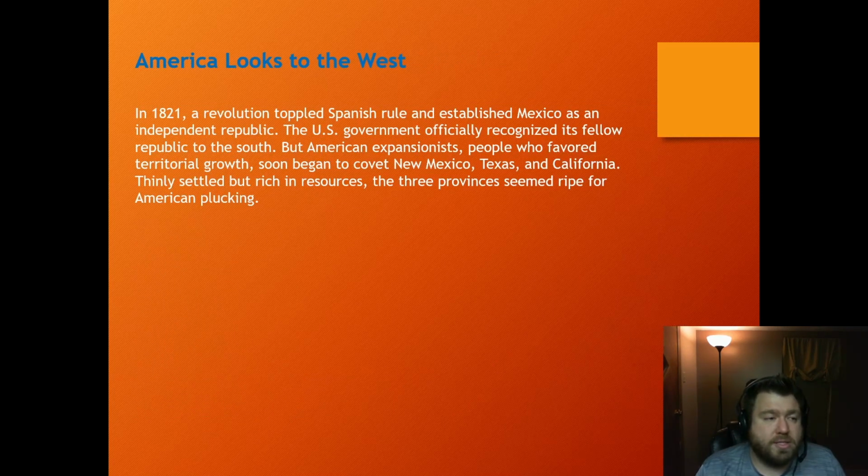America looks to the west. In 1821, a revolution toppled Spanish rule and established Mexico as an independent republic. The U.S. government officially recognized its fellow republic to the south, but American expansionists, people who favored territorial growth, soon began to covet New Mexico, Texas, and California. Thinly settled but rich in resources, the three provinces seemed ripe for American plucking. See, thinly settled, meaning there wasn't a whole lot of people there, and there was a whole lot of resources. You know, if there's not a lot of people there, not going to be a lot of people to protect it.